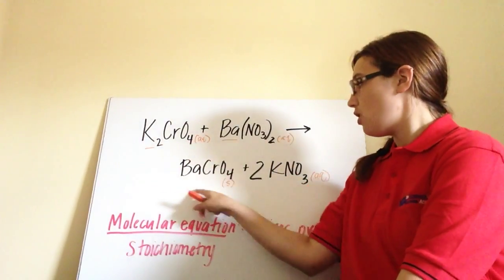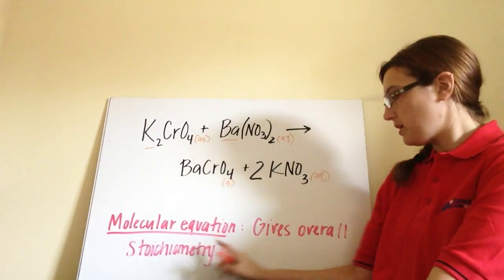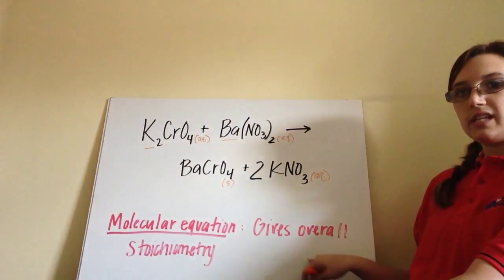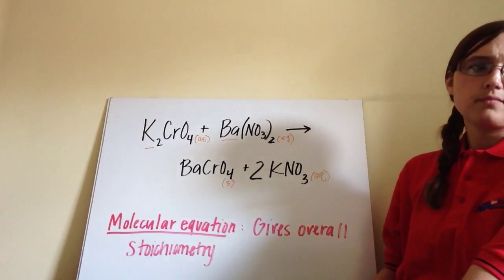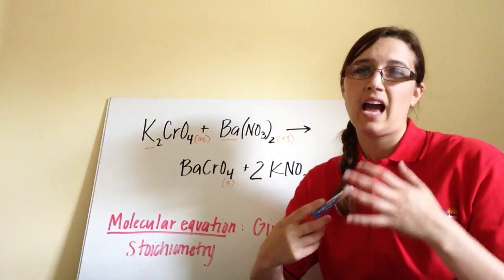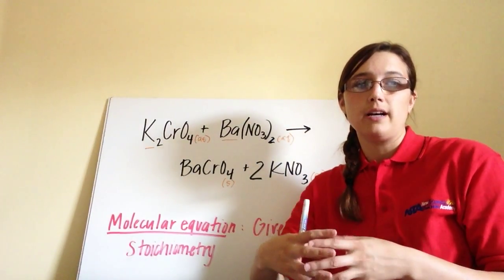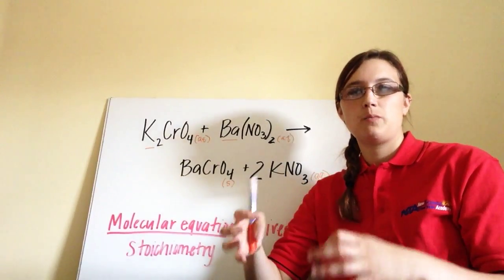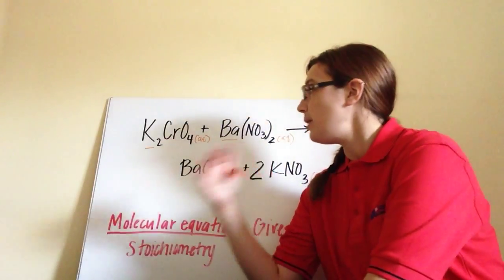Now this overall equation is what we call our molecular equation. Our molecular equation gives the overall stoichiometry of the reaction. But it doesn't show the actual forms of the reactants and the products in solution. It doesn't give us the correct picture of what actually occurs in solution, but we can take this a step further.